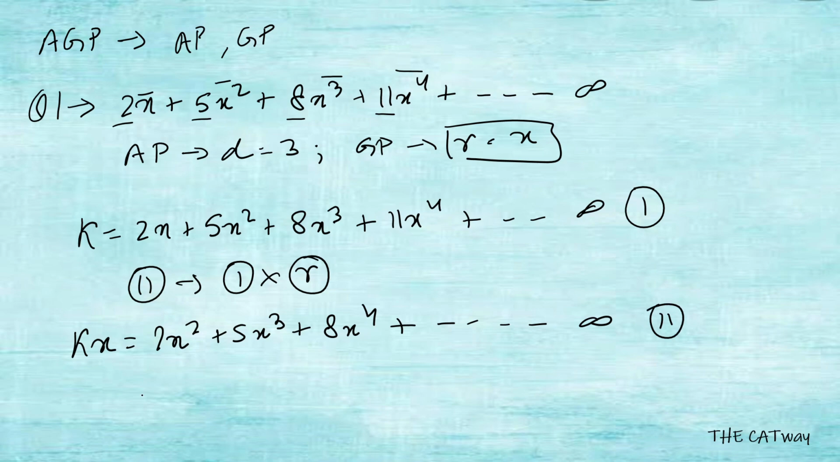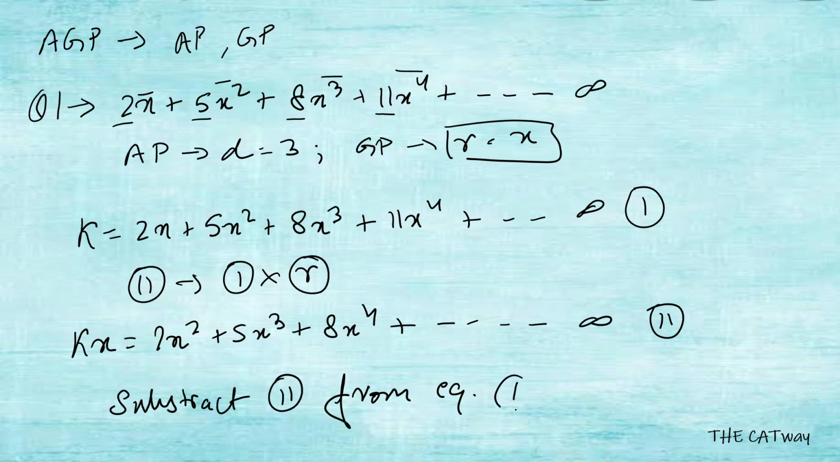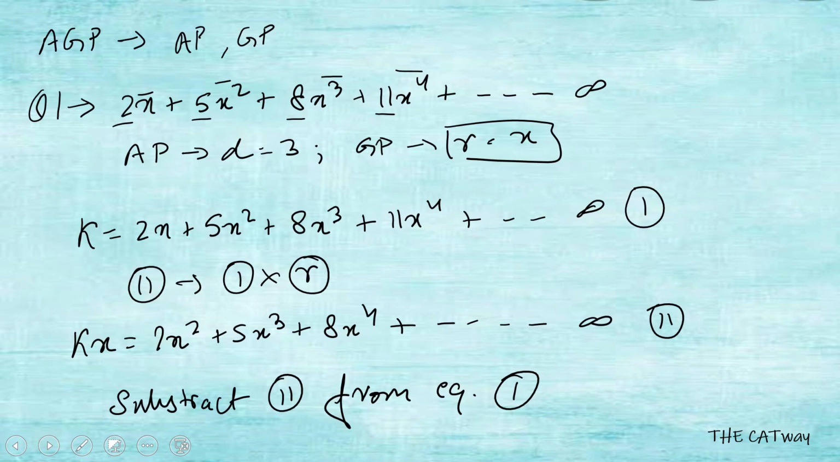Now what we do is subtract equation 2 from equation 1. Okay, so what do we get? We get k minus kx, so we take k common and get k times 1 minus x is equal to, see, 2x will come out as it is because we do not have any term with the power of only 1 in the second equation, so 2x will come out as it is.